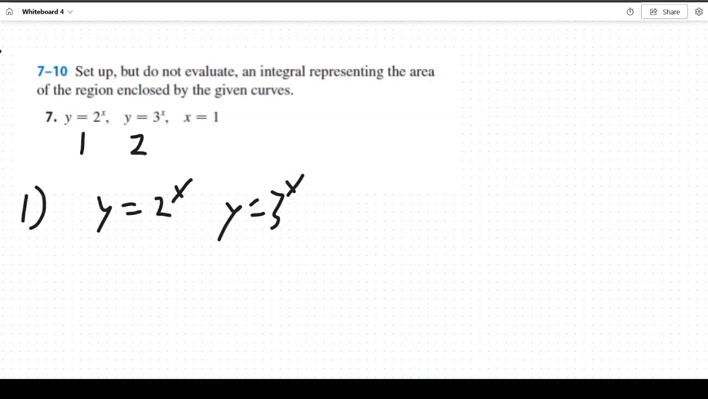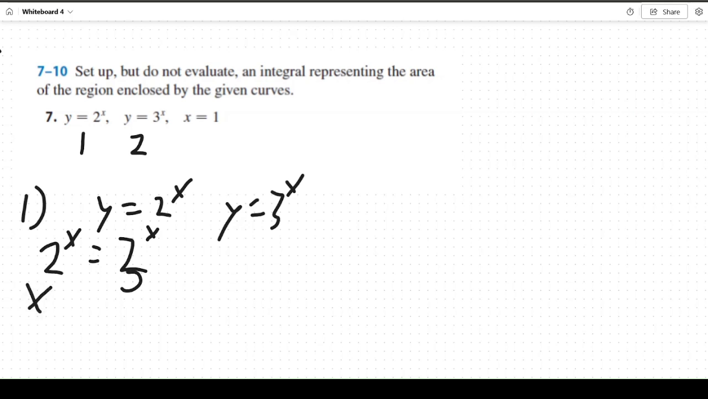So what do you notice about these? Both of them are equal to y, so we can set them equal together: 2 to the power of x with 3 to the power of x. Now, in order for this to work, we have to find one other value so both of them can be equal to the same value. We already got one value, x equals 1, so we need to find the other. What value could make them equal to each other?